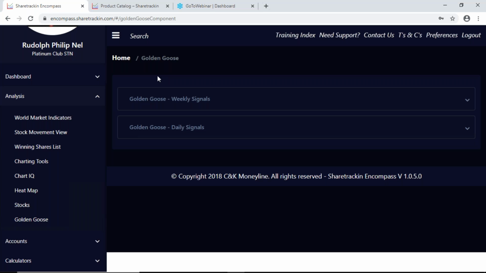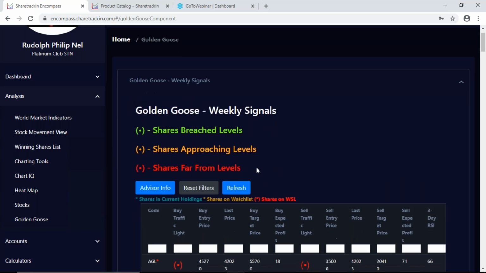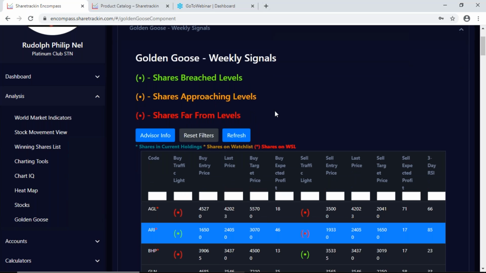So expect a lot of SMS notifications coming through to your phone telling you which shares have breached those levels, right? And also you'll sometimes get SMS notifications telling you which shares are approaching your levels. So you'll never get an SMS notification telling you that they're still far from the level. Okay, so you'd most likely get one of these two, but more likely you'll get the shares breaching the levels. Okay, and then you take that share.